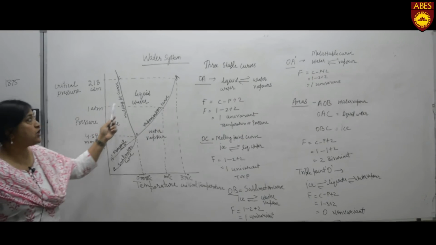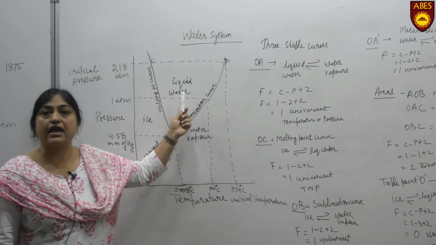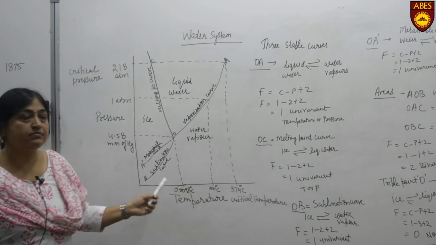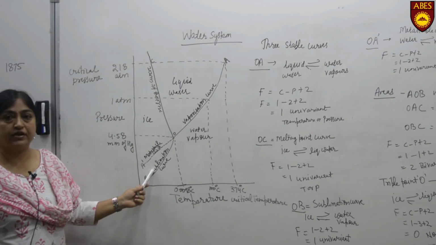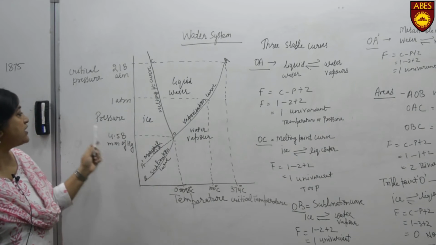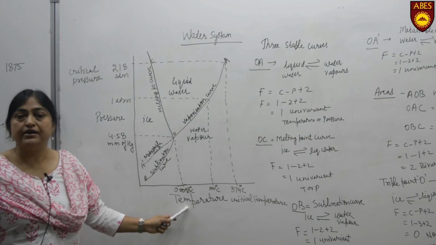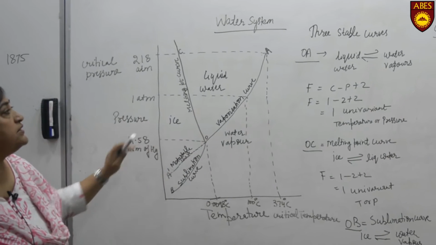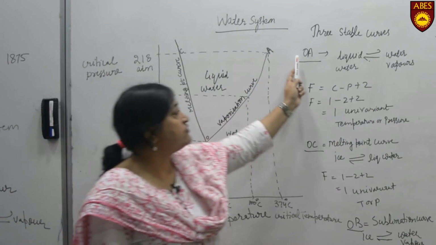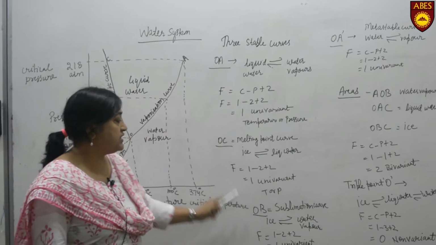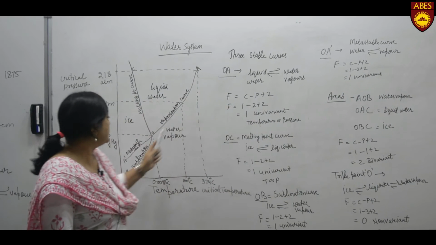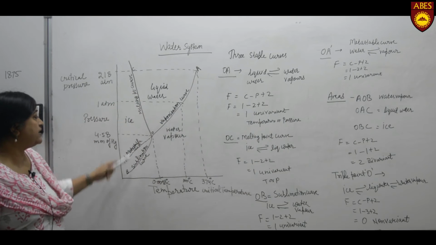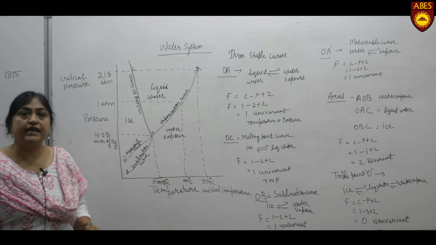This is the application of phase rule to the water system. It is a one component system and it is a phase diagram of water system in which this is the graph between the pressure and the temperature. There are several curves and areas in this phase diagram. There are three stable curves, OA, OC and OB, one metastable curve OA dash and different areas like AOB, AOC and BOC. We will study them one by one.